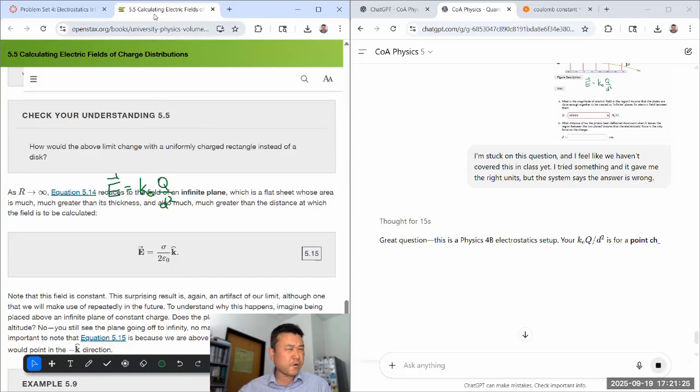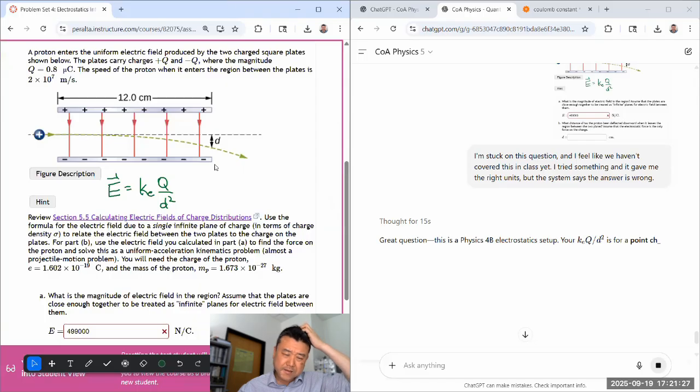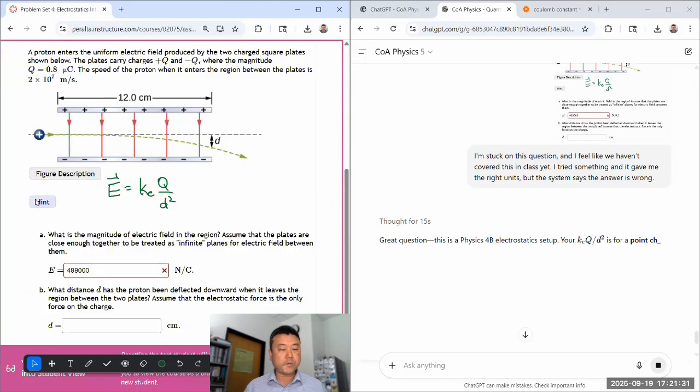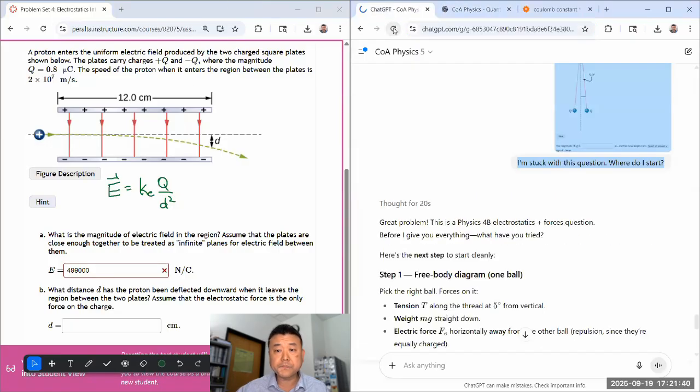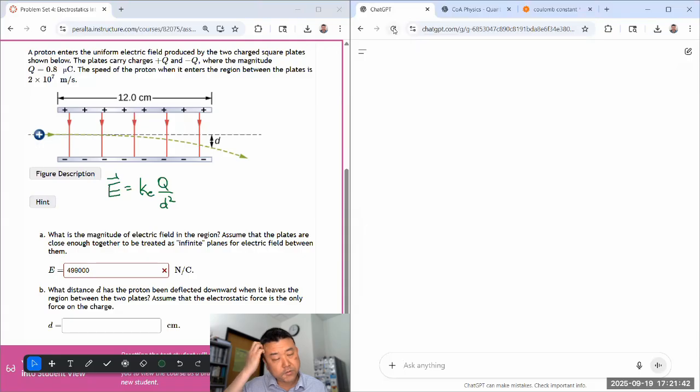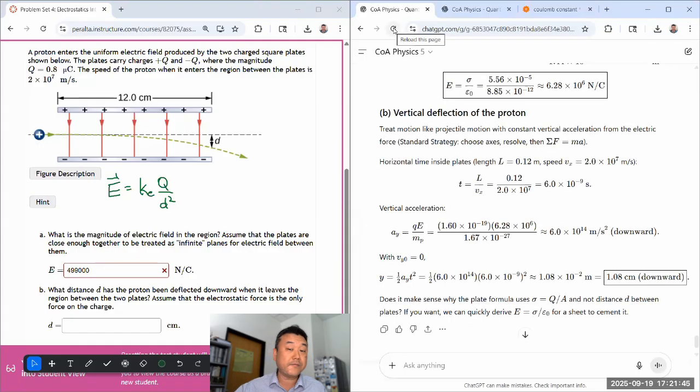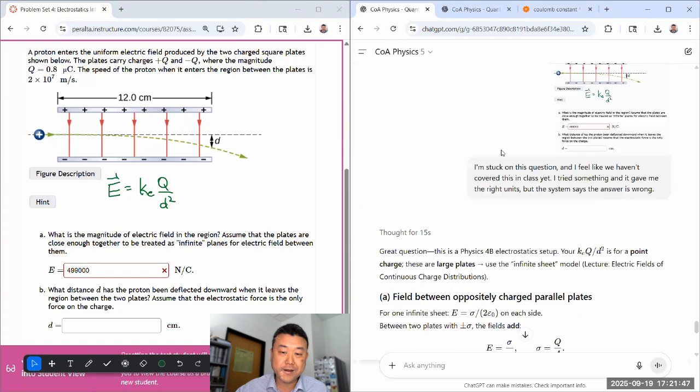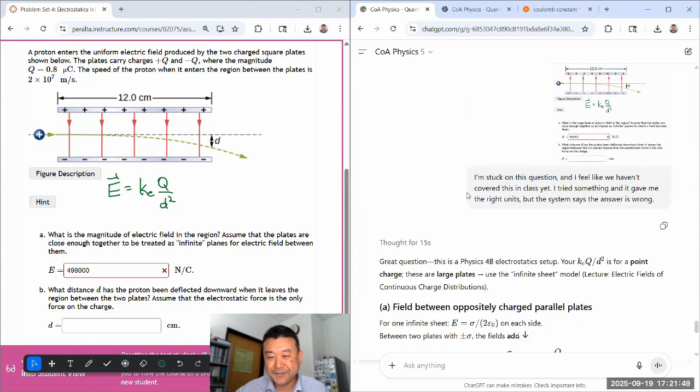But the way the course materials are organized, I did put that section more or less in the next week, because the point is to highlight how painful it is to work through direct integration as a motivating thing for learning how to apply Gauss's law. So here, point charge, that's the mistake. These are large plates, use the infinite model.